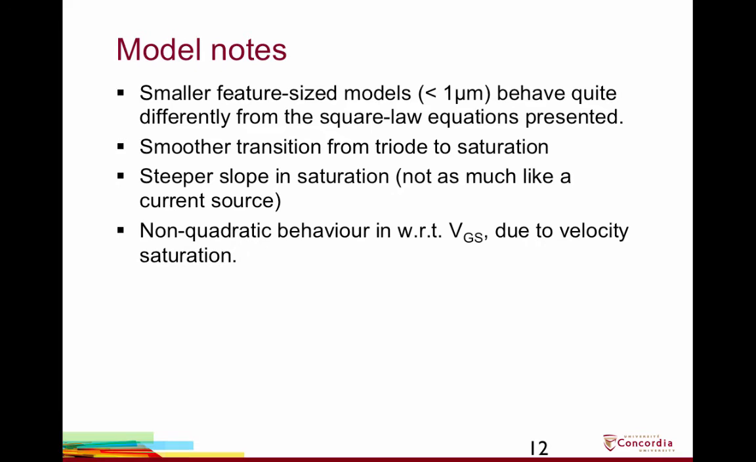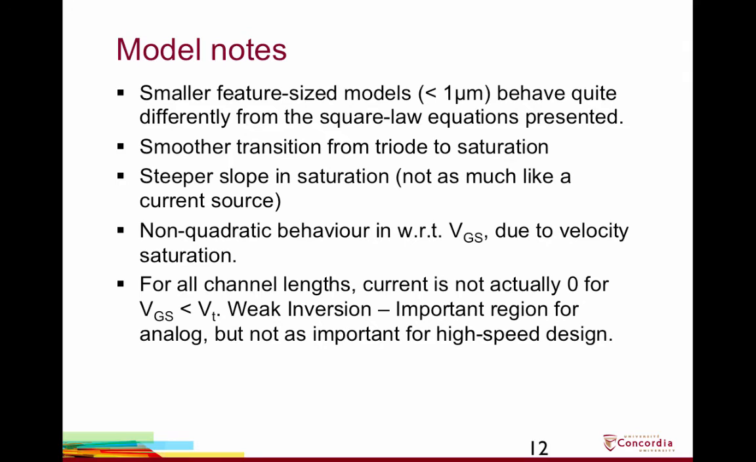We're going to have non-quadratic behavior with respect to VGS due to velocity saturation and vertical field mobility degradation. So we're not going to get ID proportional to VOV squared. We may get an effective exponent that's less than 2, but usually greater than 1. And for all channel lengths, the current is not actually 0 for VGS less than the threshold. This region is called the weak inversion region. This is an important region for analog, but not as important for high speed design.